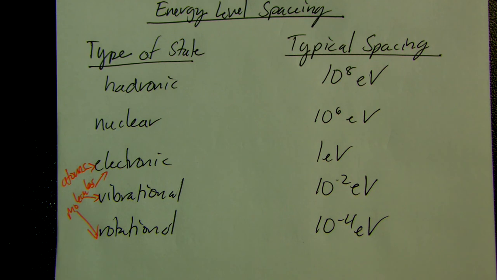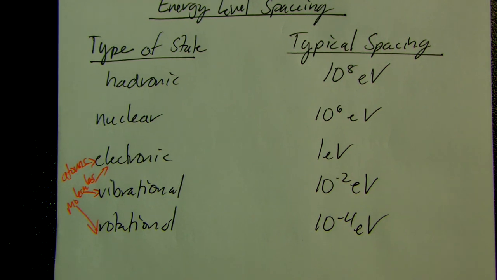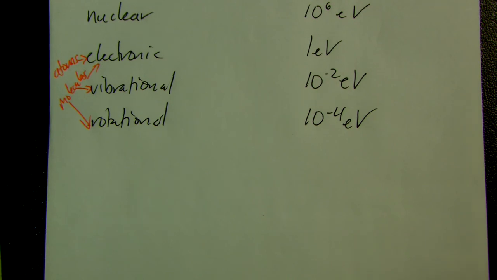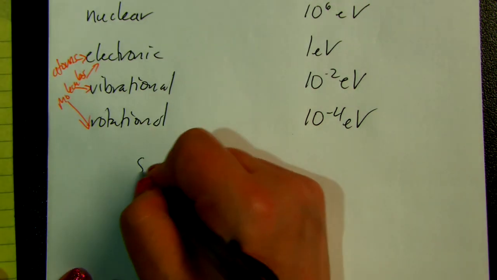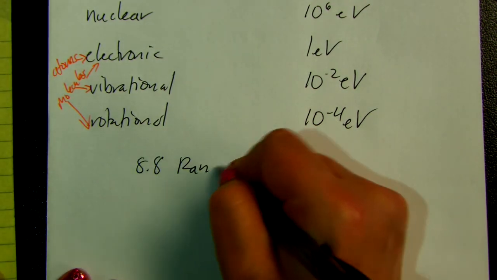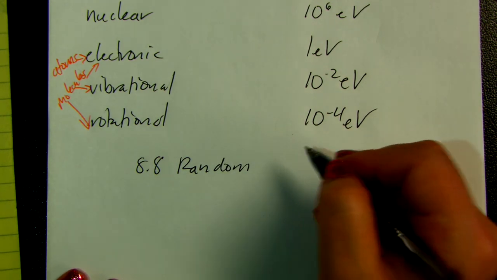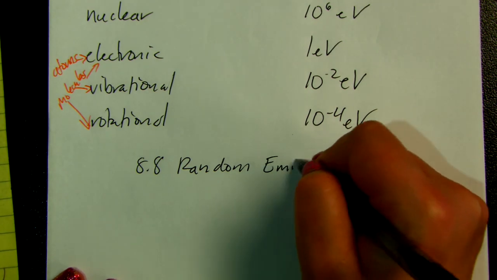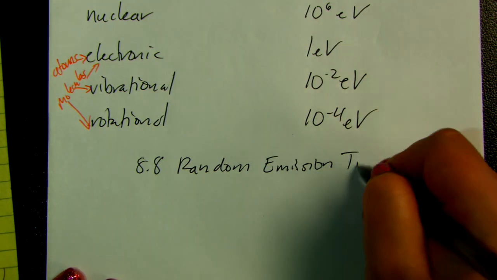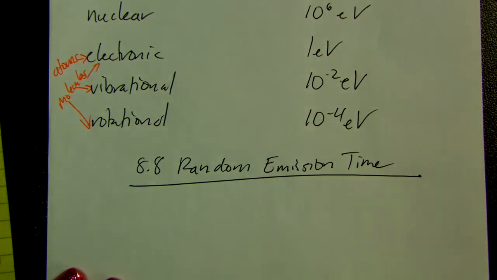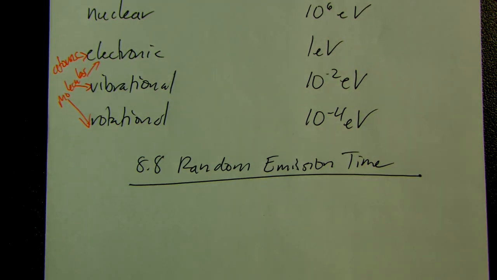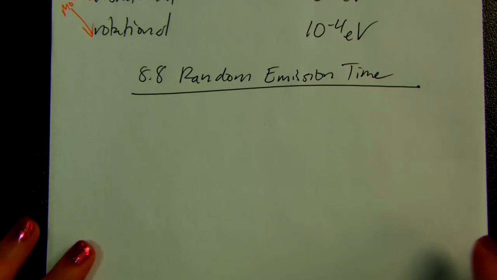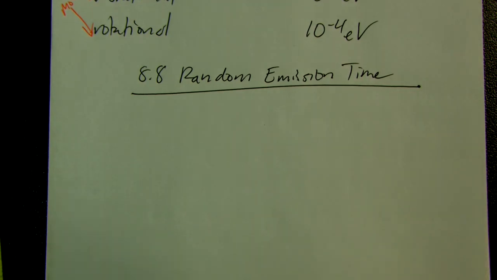All right, so the last thing I wanted to talk about in Chapter 8 is random emission time. So this has to do with predicting the number of excited particles left after time has passed. You've seen this formula already, but I wanted to show you where it was derived from. It is a differential equation, so for those of you that are in the algebra class, you just need to know the final result. For those of you in the calculus class, it's a good idea to start understanding the equations involved with this.